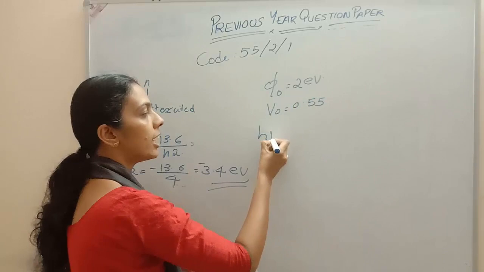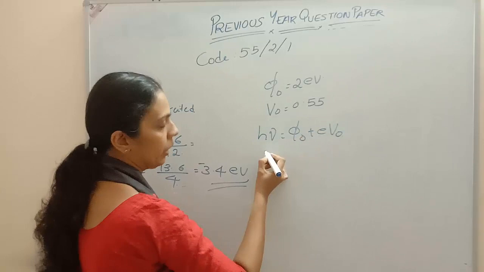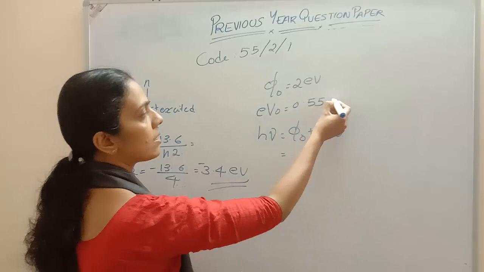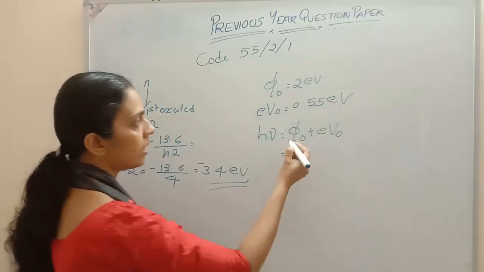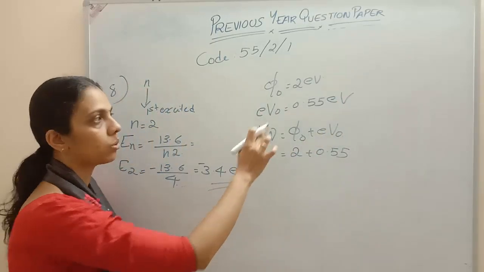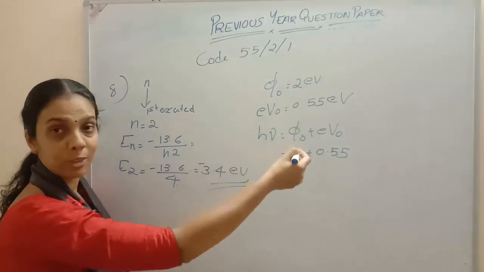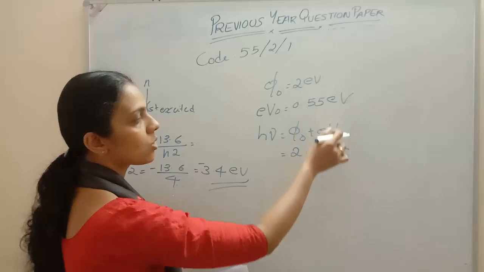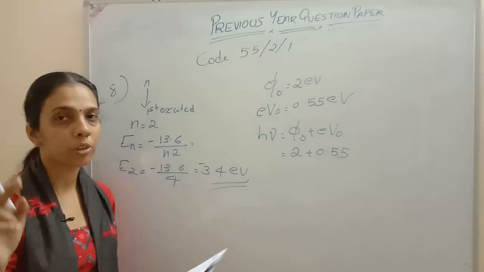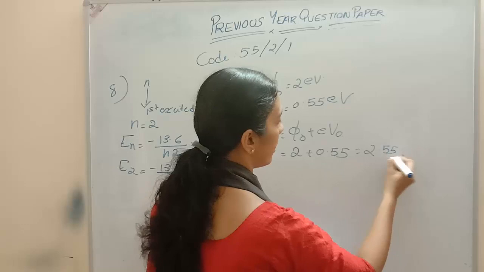Okay, we know that h nu equals h nu 0 plus eV0. So h nu equals 2 plus 0.55, that is eV0. If we are not writing e, eV means 1.66 into 10 to the power minus 19, we are multiplying, so this also became an electron volt. That is because in the question it is given as 0.55 volt only. Okay, now it became 2.55 electron volt.